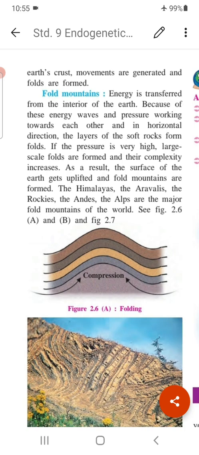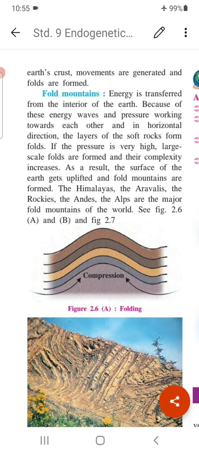Because of these energy waves and pressure working towards each other and in horizontal direction, the layers of the soft rocks form folds, just like that which we have seen earlier in the activity. If the pressure is very high, suppose the pressure from underside is very high, large scale folds are formed, and their complexity increases.